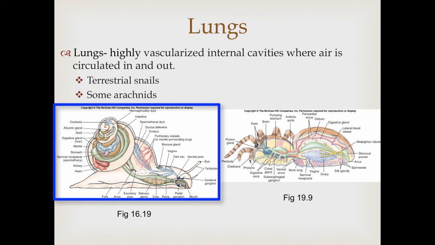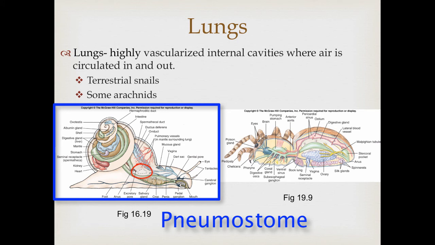So this is a terrestrial snail, and you can see right here they have this hole in their mantle cavity that is highly vascularized. You can see these pulmonary vessels that surround the mantle and invade the lung so that there is nice gas exchange with air that's absorbed in here. But this hole is called the pneumostome. That means breathing mouth. It's not the regular mouth.